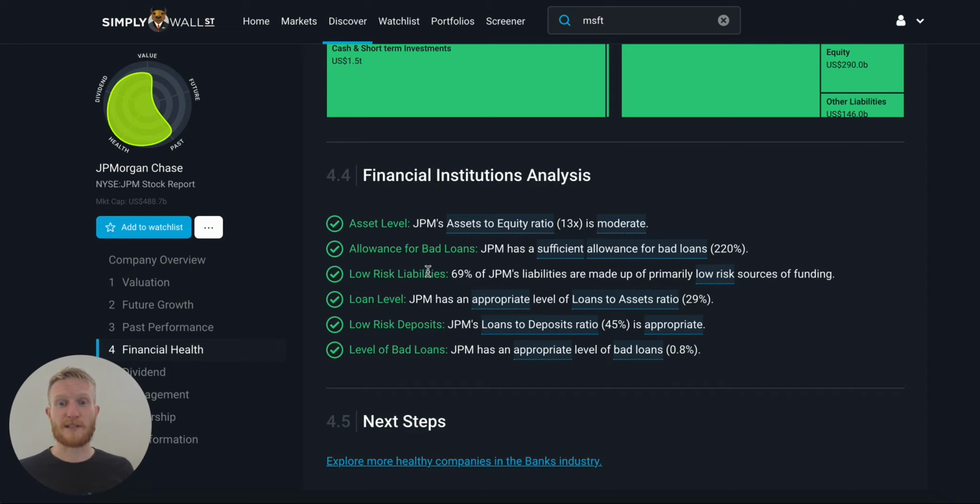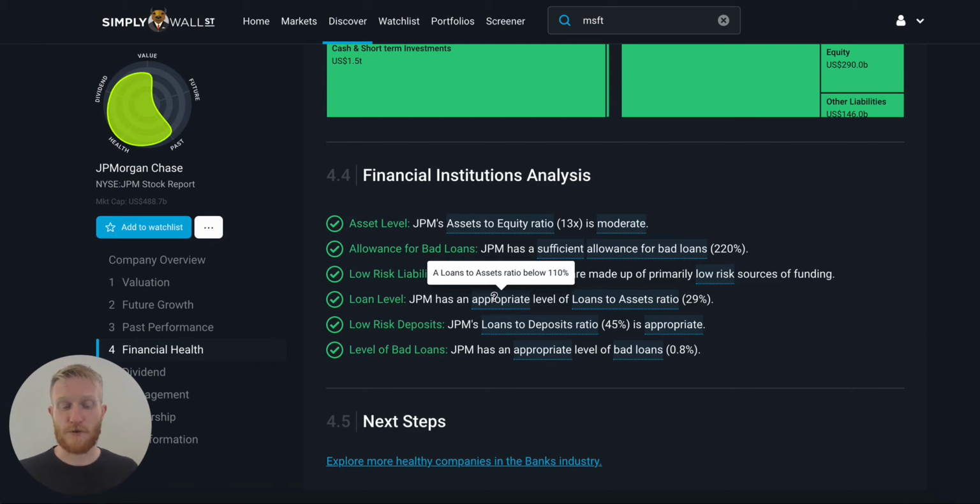The next check we do is low risk liabilities. We want to see how much of their liabilities are made up of low risk sources of funding. That's basically customer deposits, right? If I go to a bank and deposit my money, that's a source of funding for them, and it's a pretty low risk source of funding compared to if they were to go out and take on loans. So we want to see that the majority of their funding is from these sources. Here, 69% of their liabilities are made up of low risk sources of funding, like customer deposits. So it's good to see that they are relatively low risk in terms of how they're getting their funding.